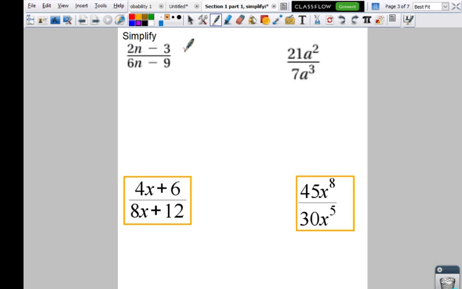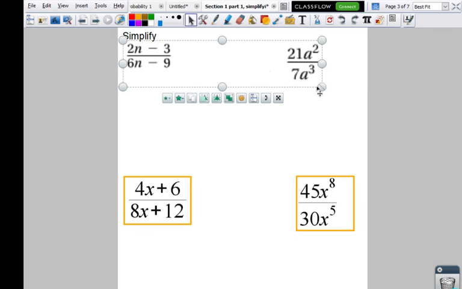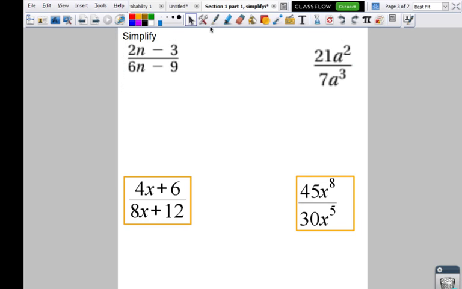All right. So we're going to look at this top left fraction. 2n minus 3 over 6n minus 9. Before we go through anything, if there's no parentheses around different groups, let's put them on there. Like that. Can I take anything out of a 2n and a minus 3? Can I factor anything out of that? No. So I'm going to leave it as 2n minus 3.